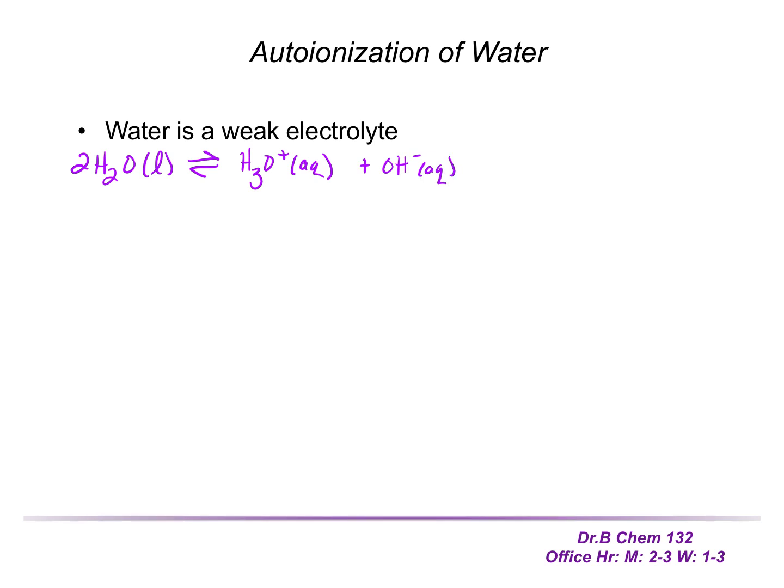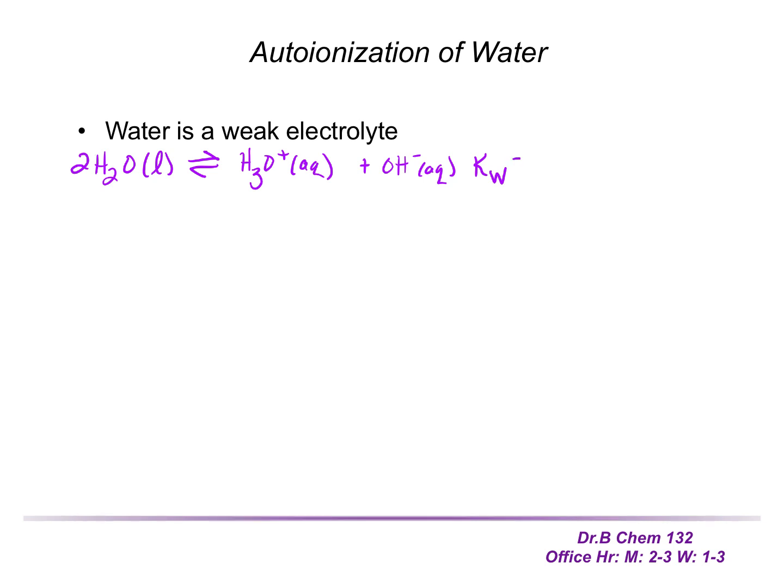This dissociation has a K associated with it, and it gets its own special K called Kw. It's the same equilibrium constant that we have been dealing with now for several weeks, but water is special and it gets its own subscript W for water.